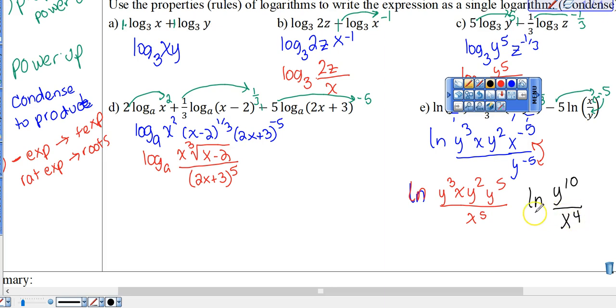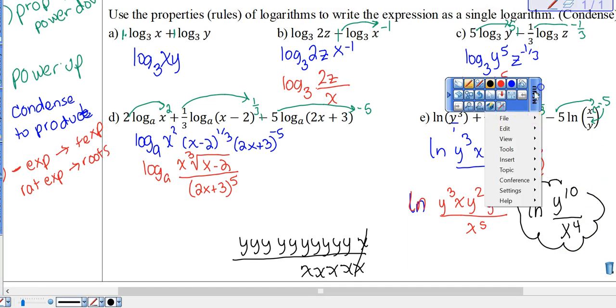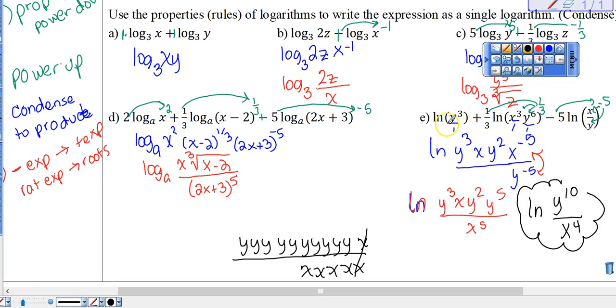4. So basically, if you're wondering what I did, I'm just imagining expanding that out, y cubed, y squared, y to the 5th times x over x to the 5th, and then canceling out their common x and simplifying that down. Okay, so sometimes your problem will start out looking really complicated, but when you condense it, it's not. So just be aware of that.